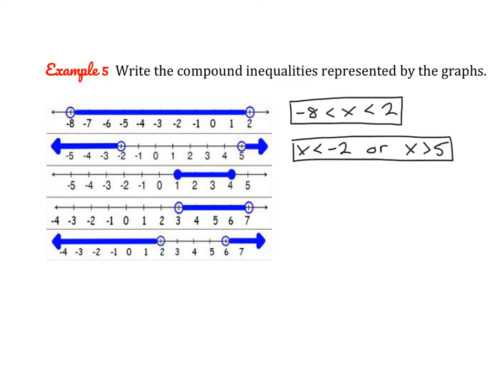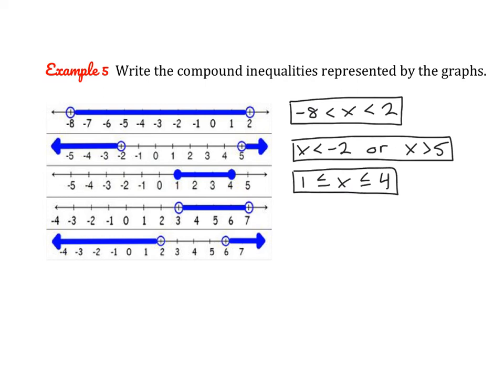For the third graph, again, we have that intersection. So we'll do our lower boundary, which is 1. This one, it's included because it's a closed circle. And then we have our upper boundary, which is also included. So we put 4. So it's 1 is less than or equal to x is less than or equal to 4.